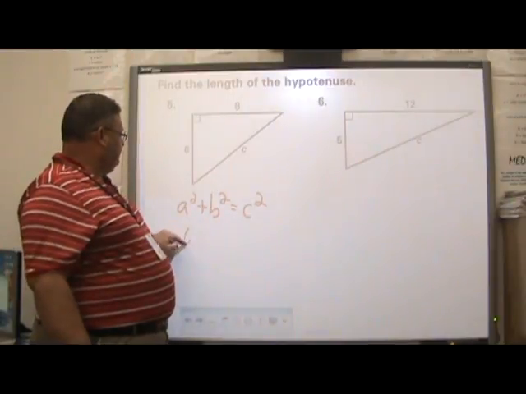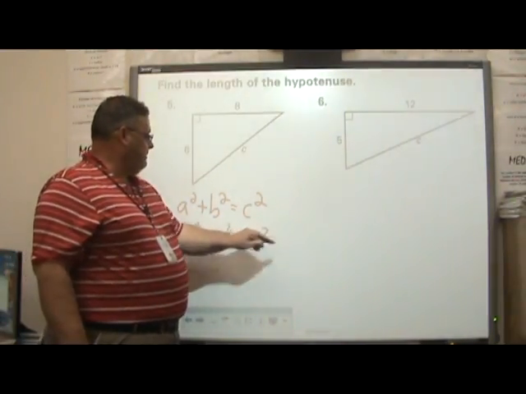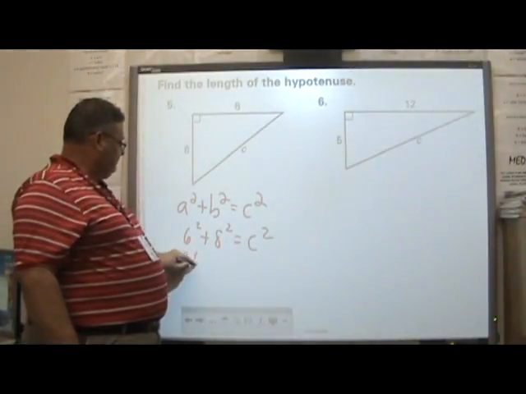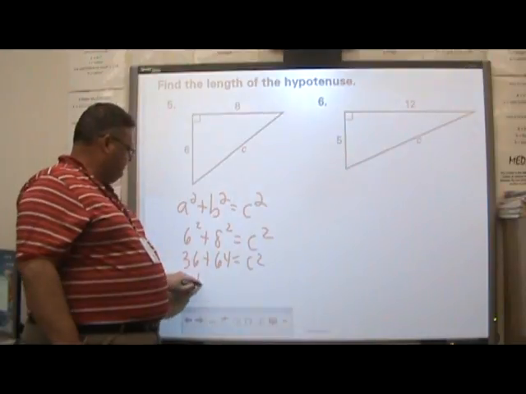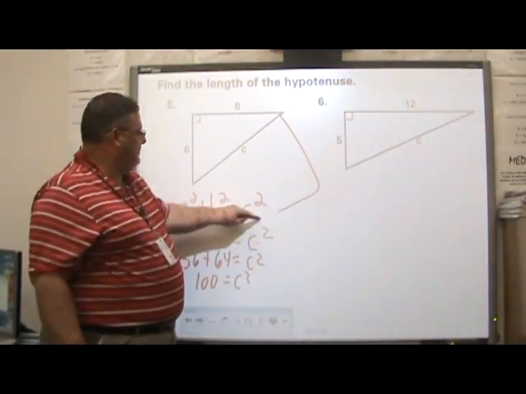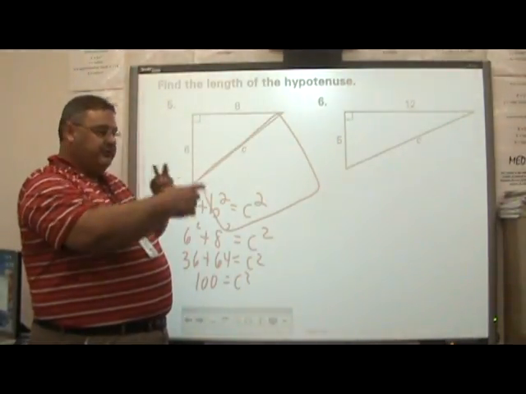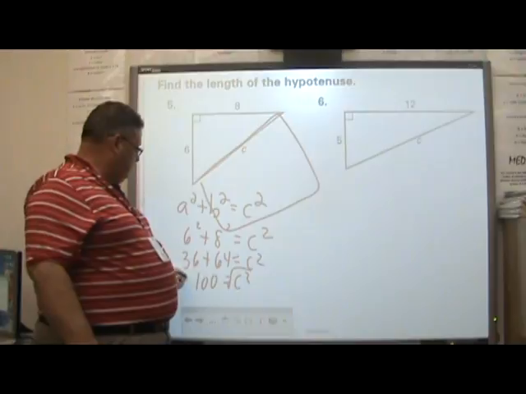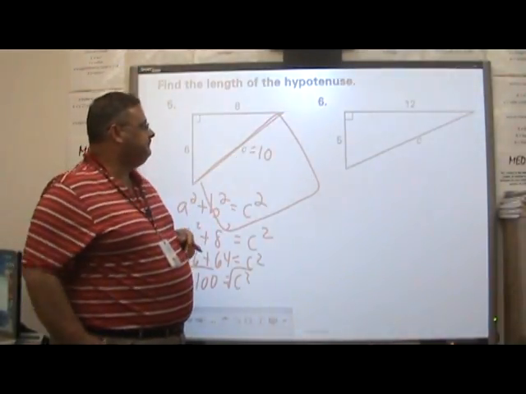Okay, so 6 squared plus 8 squared equals c squared, or 36 plus 64 equals c squared. And so 100 equals c squared. But I don't want c times c or c squared. I just want the length. So to undo the square, you take the square root. And the square root of 100 is 10.